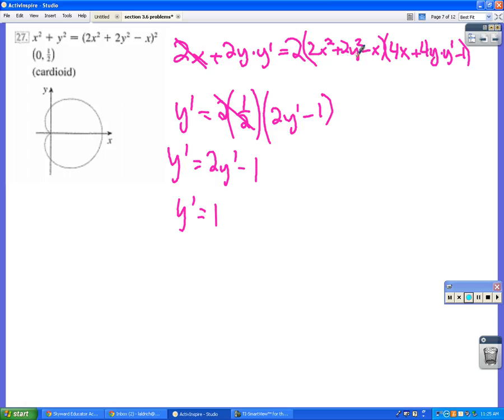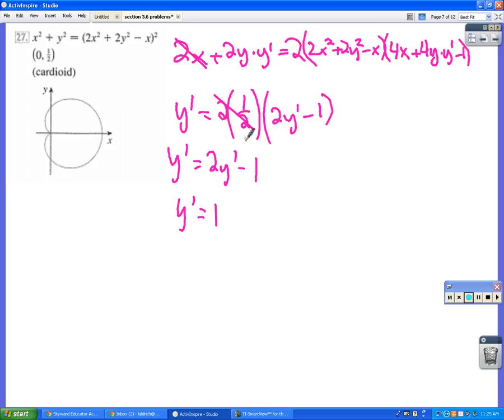Oh, 1/2 squared is 1/4, and 2 times 1/4 is 1/2. Okay? Why does what equal 1? Oh, because I subtract y prime from each side. 2y prime minus the y prime is just y prime. And then add 1 to both sides and get y prime is 1.